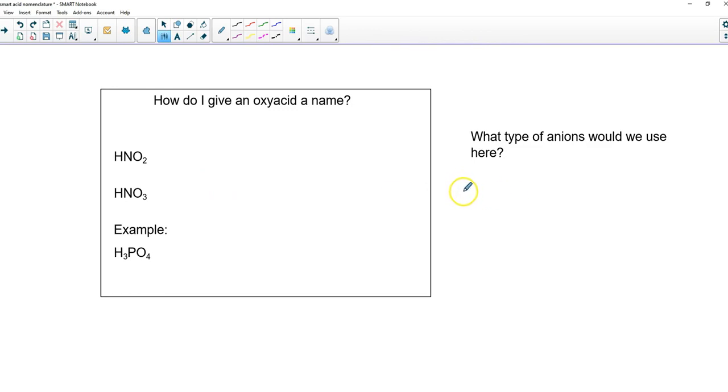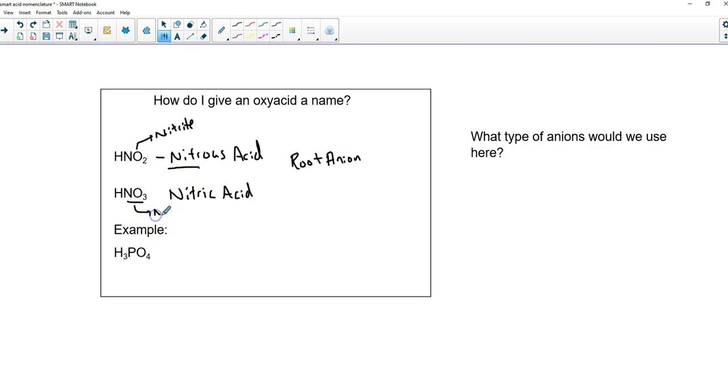First of all, this guy here is going to be called nitrous acid, and this one's called nitric acid. You probably have heard of nitric acid. So what are the rules? What kind of rule am I following here? What it is going to be is the root of the anion. Now again, this guy here is nitrite, and this guy here is nitrate.